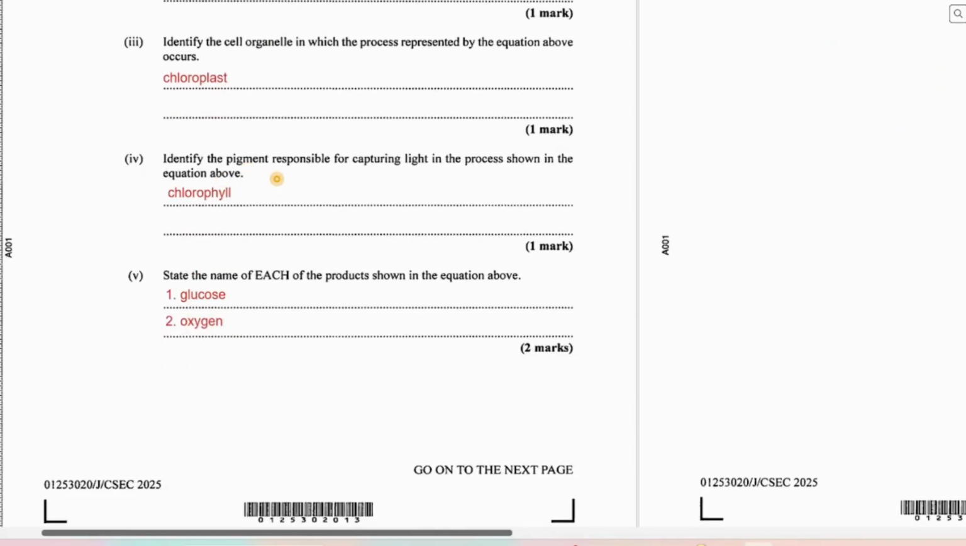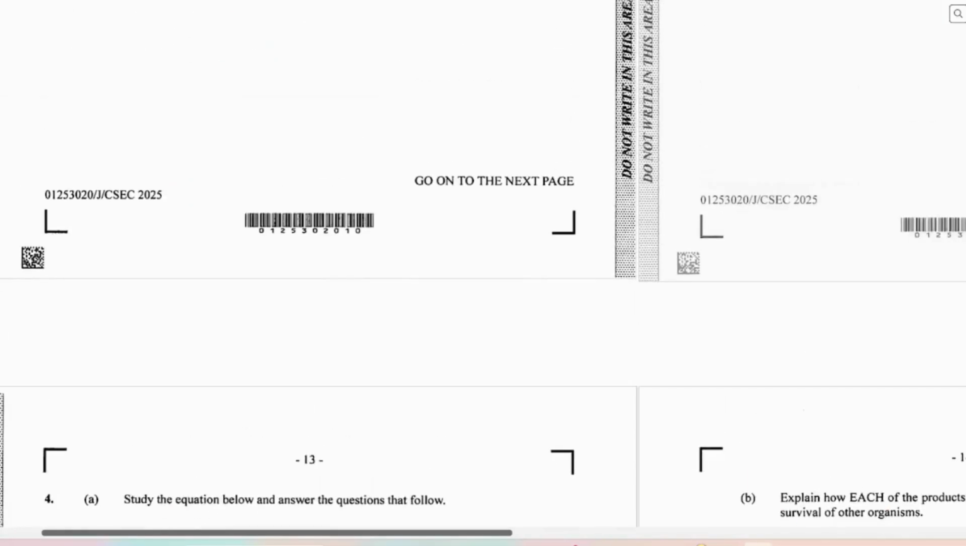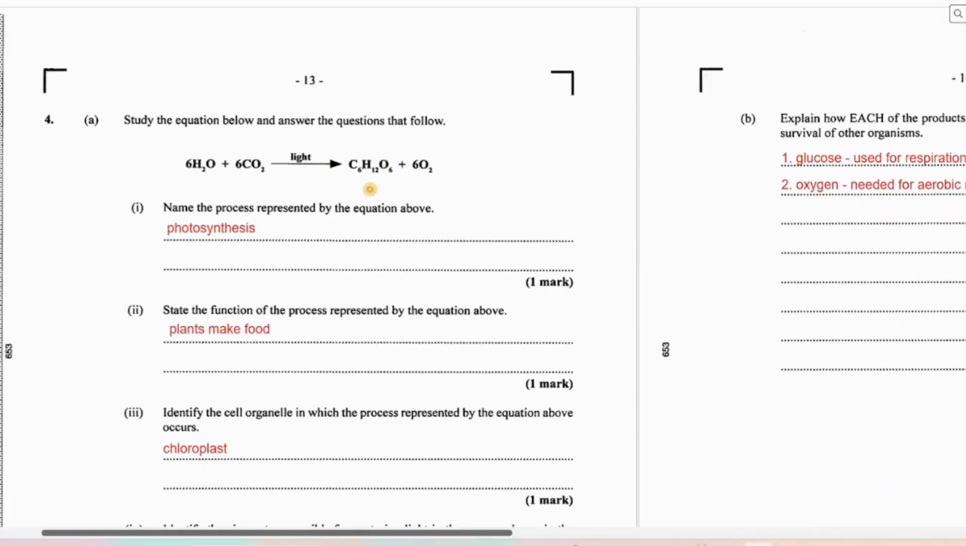4, identify the pigment responsible for capturing light in the process shown in the equation above. Chlorophyll, which is a green pigment that allows plants to capture light, to use it as an energy source for the process of photosynthesis. Then 5, state the name of each of the products shown in the equation above. You have C6H12O6 and you have O2. So this is glucose and this is oxygen.